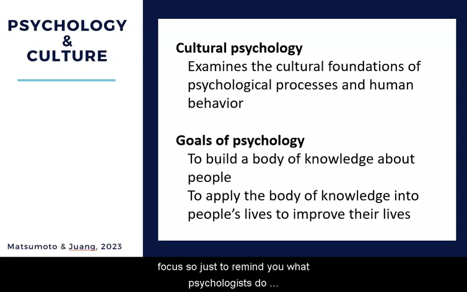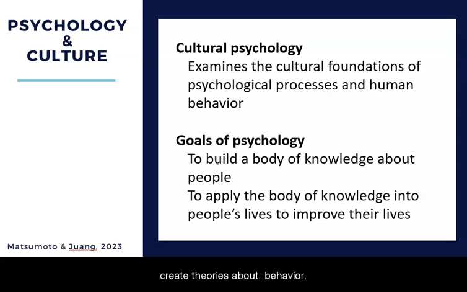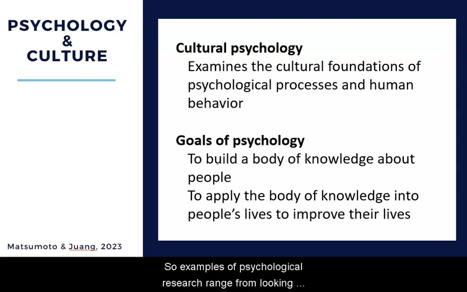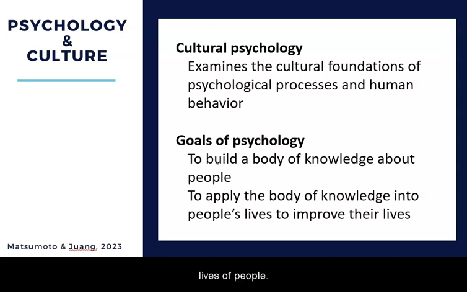Just to remind you what psychologists do, psychologists seek to understand human behavior, to explain why behaviors happen, and maybe even predict human behavior. Psychologists therefore conduct research on and create theories about behavior. Examples of psychological research range from looking at how infants learn to crawl, to what fourth graders see as bullying, or how parents effectively communicate with teenagers. By learning the behavior of humans, we can apply what we know to improve the lives of people.